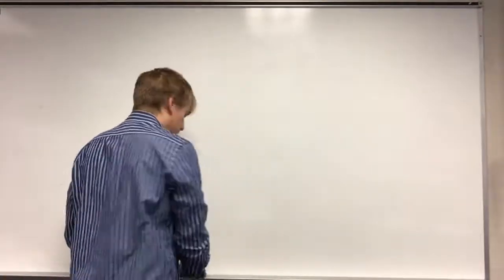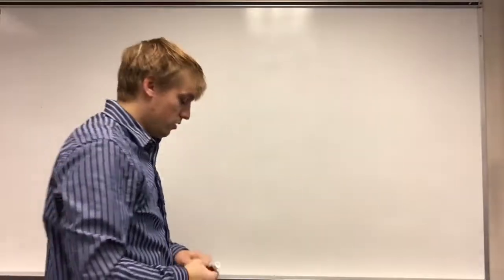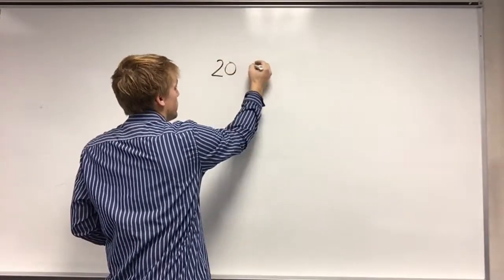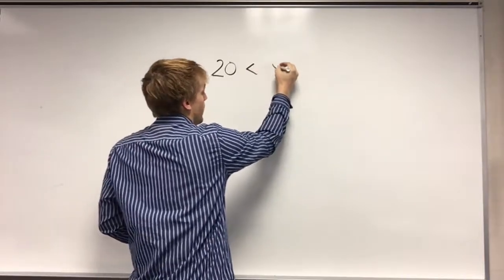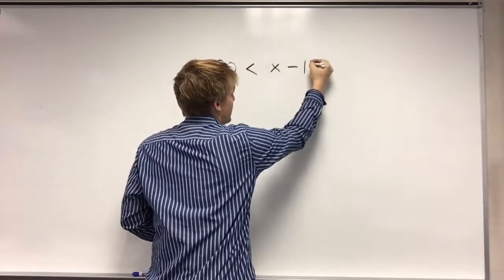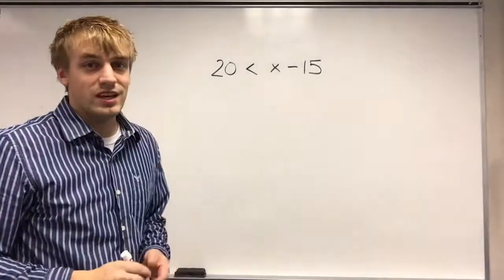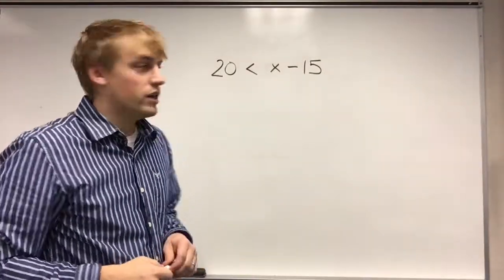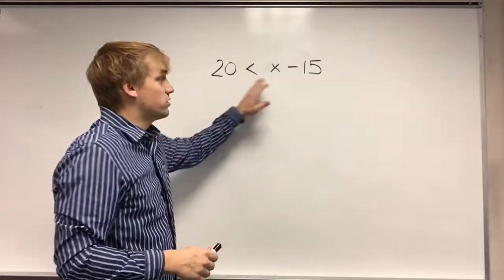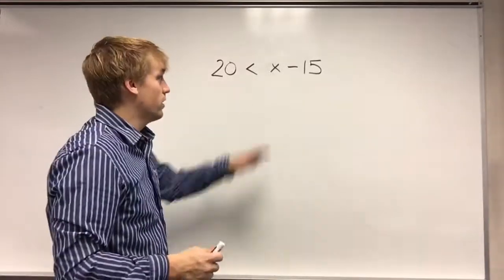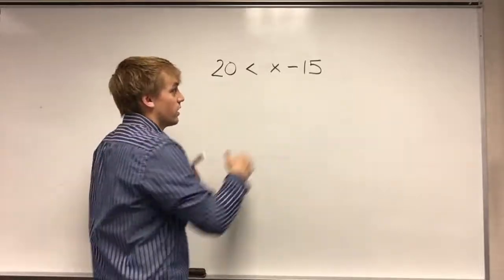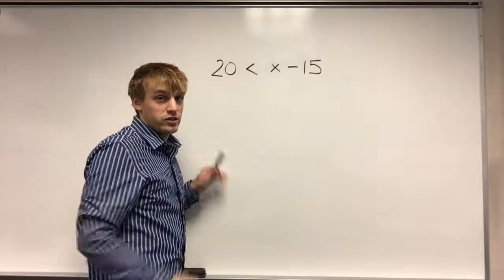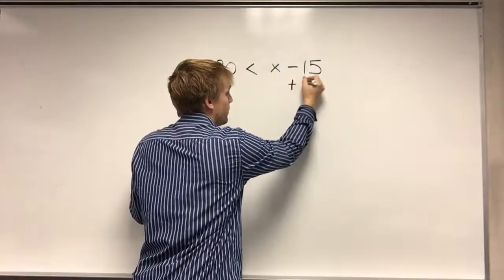Okay, we're going to solve the inequality and then we're going to graph the inequality again. So let's do 20 is less than x minus 15. The first thing we're going to do is start on the side with the variable. Okay, the right side has the variable. And the variable is involved in subtraction. So we're going to add 15.